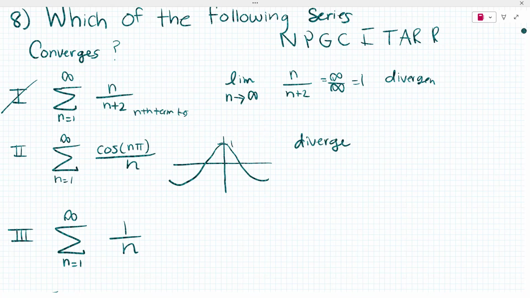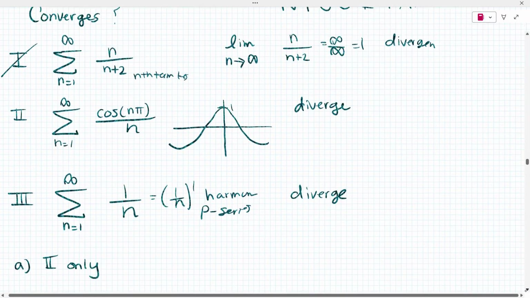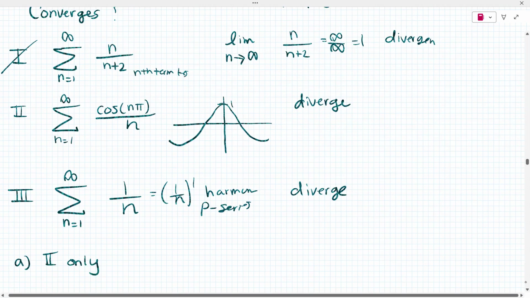Okay, Roman numeral 3. Summation from n equals 1 to infinity of 1 over n. This is a harmonic p-series, and since p is 1, it's going to diverge. So this is a harmonic series, we know that. So it's going to be letter D.